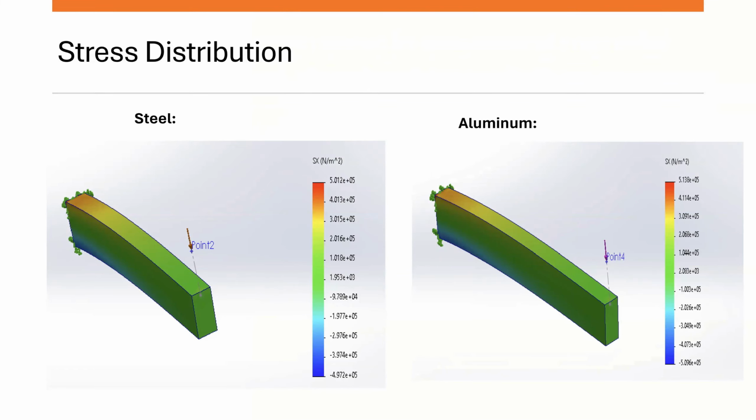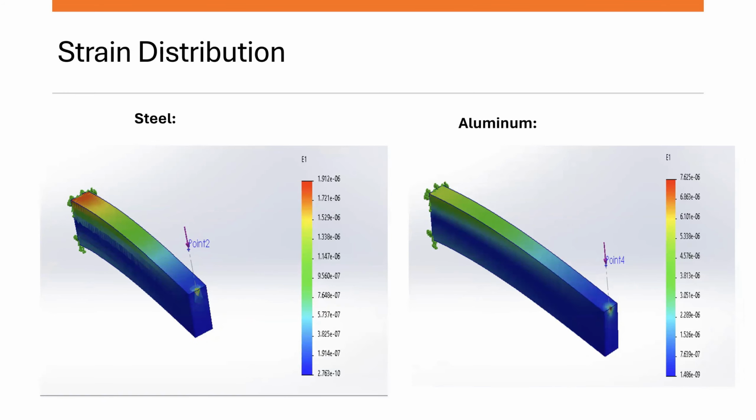Based on the model done in SolidWorks, this is the stress distribution for steel and aluminum. Steel has lower stress distribution across the body when compared to aluminum, which has higher stress distribution across the body. This was determined by the ranges provided in the model. So the range for the stress distribution in aluminum is higher compared to the range of stress distribution in steel, which is lower.